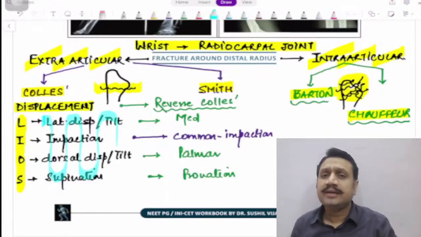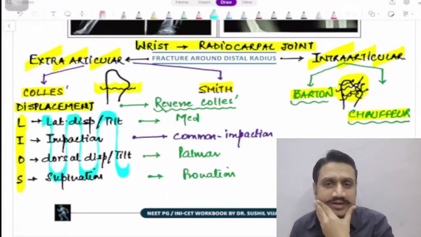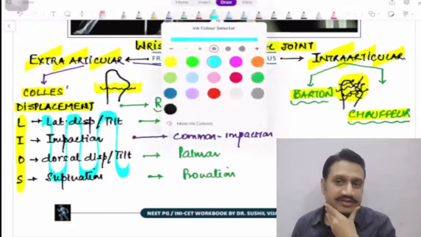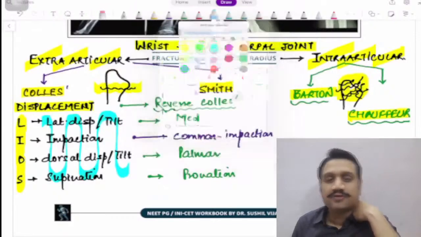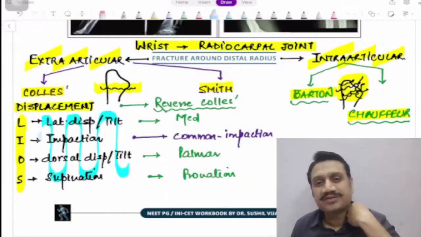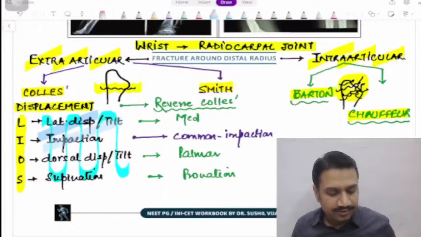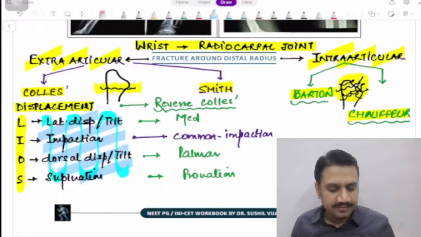And when it is exactly the reverse of the Colles, we simply call it the Smith injury, right? Instead of lateral, it goes medial. Instead of dorsal, it goes palmar. Instead of supination, it goes in pronation. That is how you define the Smith injury.